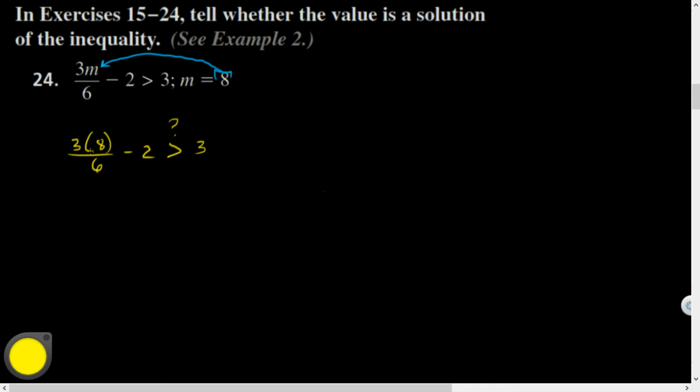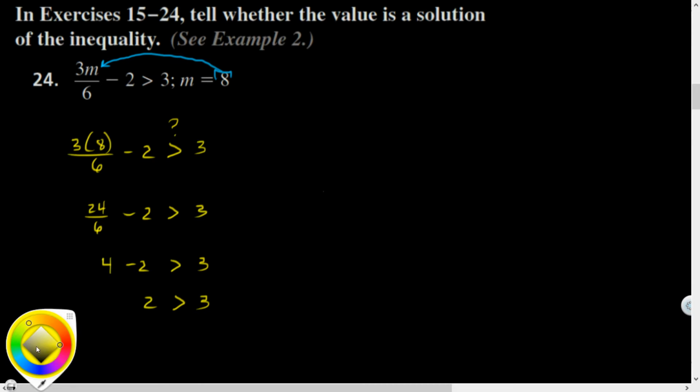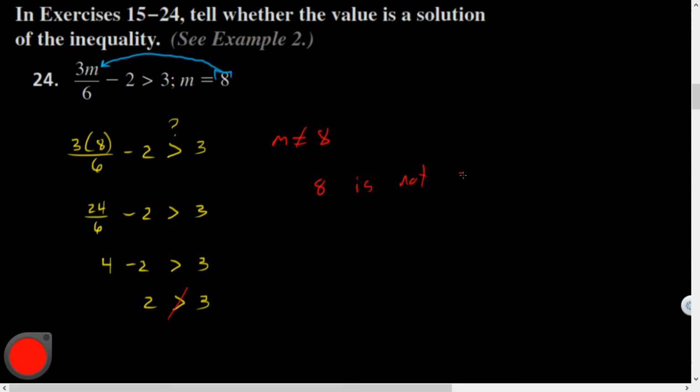Let's find out. 3 times 8 is 24. I'm going to PEMDAS this. 24 divided by 6 is 4, and 4 minus 2 is 2. Is 2 greater than 3? False. And because this is false, that means that m equals 8 is not a solution.